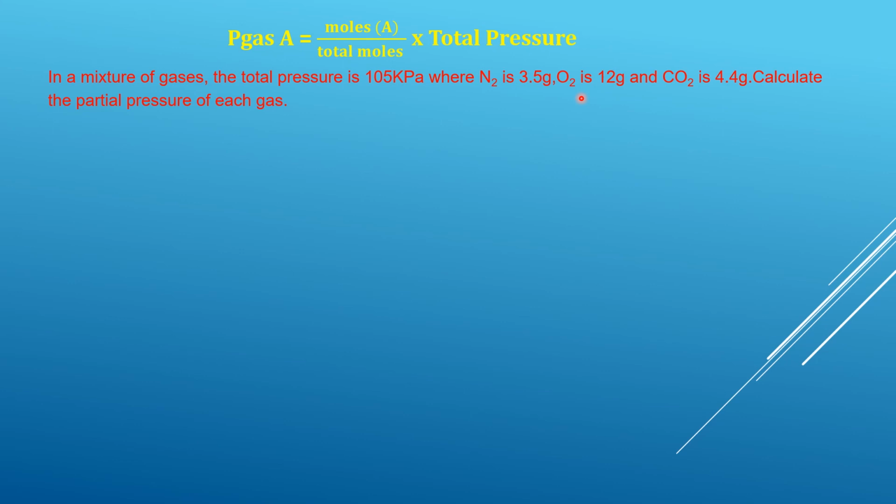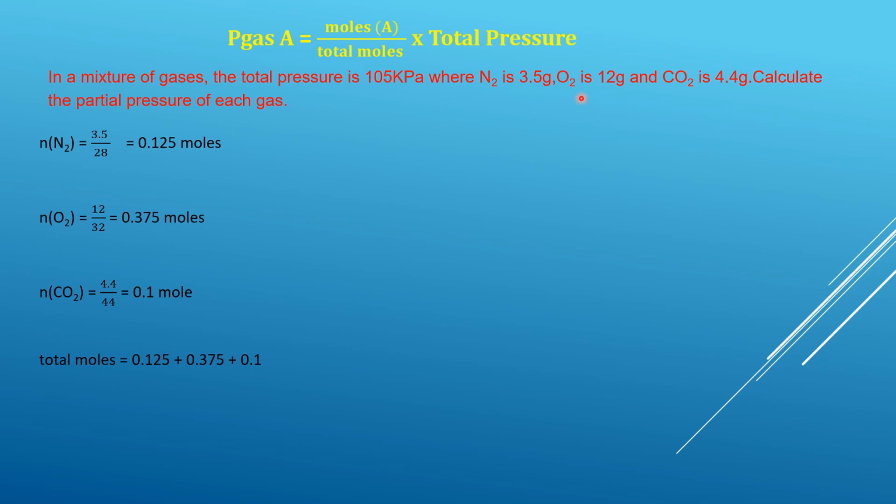Now when we calculate the partial pressure, our step number 1 will be to find the moles of each gas. Find the mole of nitrogen, the mole of oxygen, and the mole of carbon dioxide. Once we know the moles of individual gases, our formula requires the total moles. Just go ahead and find your total moles. That will come to 0.6 mole. So now let's do our calculation. Let's start off with nitrogen. Find the partial pressure of nitrogen.